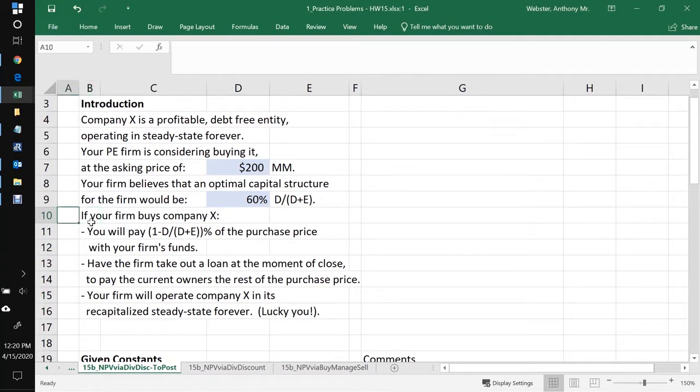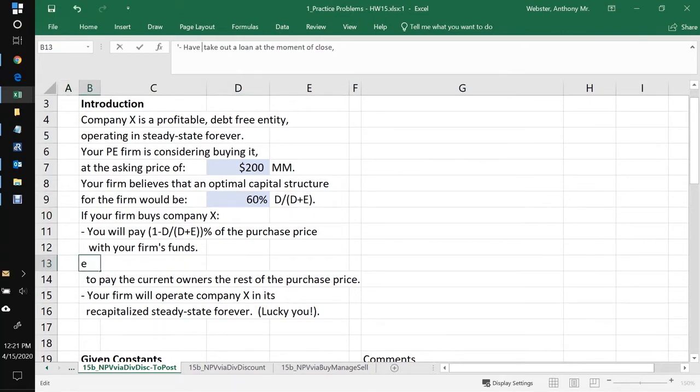So here's how it would happen. If we buy the firm, we're going to pay, this works out to 40% of the purchase price with our own funds, with the private equity firm's funds. And then what we're going to do is have the firm that we're buying, that'll be Company X, let's make that less confusing, Company X take out a loan at the moment of close to pay current owners the rest of the purchase price. So the 40% is going to come from us, and 60% is going to come from the company itself. So we're going to lever up the company to do that.